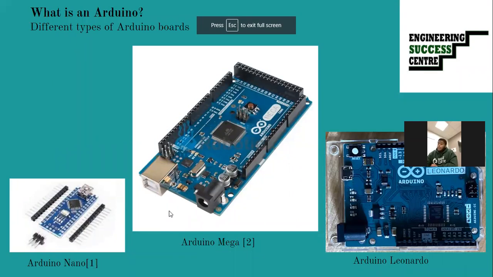Okay, so the different types of Arduino boards. There are different types of Arduino boards. On the left, we have a Nano. In the middle, we have a Mega, like the one I used to make the robot in the previous video, and a Leonardo on the right, which is probably what you're going to be using in your course for computer programming with engineering applications.